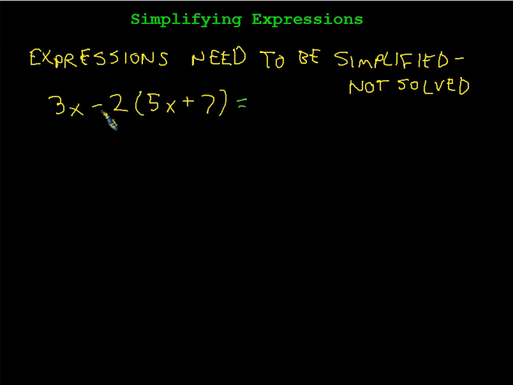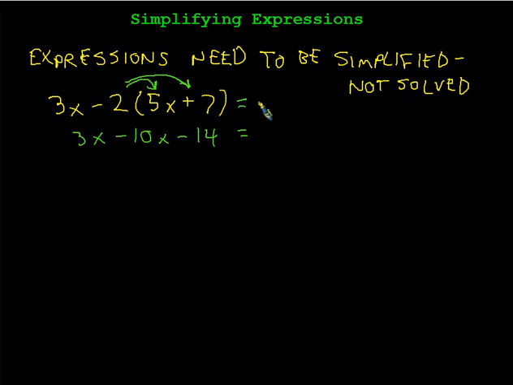The way I would do that is I do a little distributive property: negative 2 times the 5x and negative 2 times the 7. That gets me 3x minus 10x minus 14. Then, of course, I combine like terms.